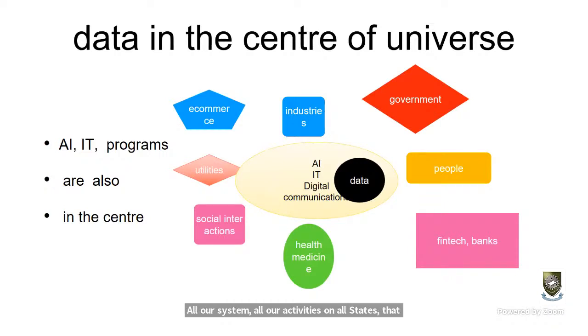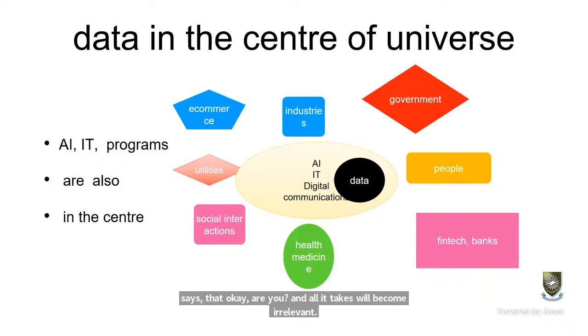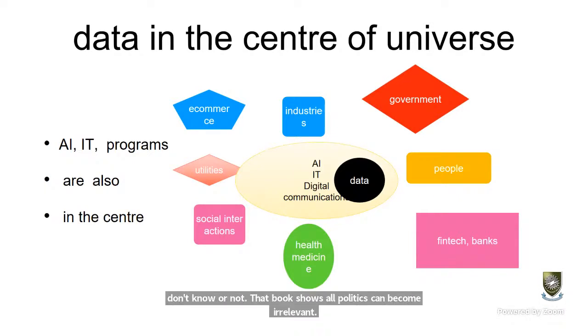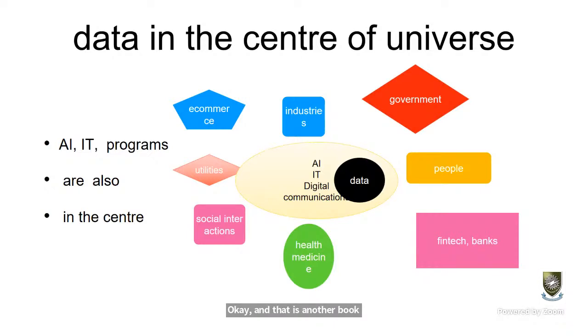There is a book called Homo Deus, Human 3.0, which says that you will become a slave of everything and politics will become irrelevant. I don't know whether it will happen or not. That book shows how politics can become irrelevant. And there is another book called Cyborg. So you are going to be a meta-human. You are not going to be a human. You can have your body and a large number of parts inside, which are all processor-driven and sensor-driven. That's what is going to happen. That's what it says.